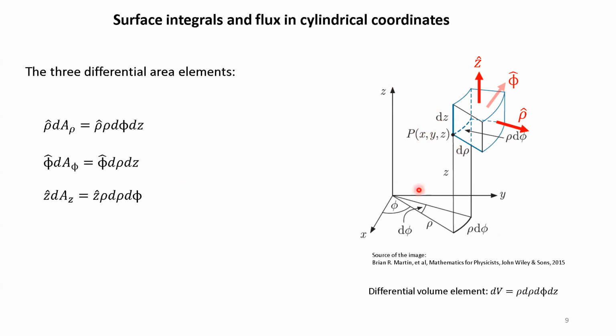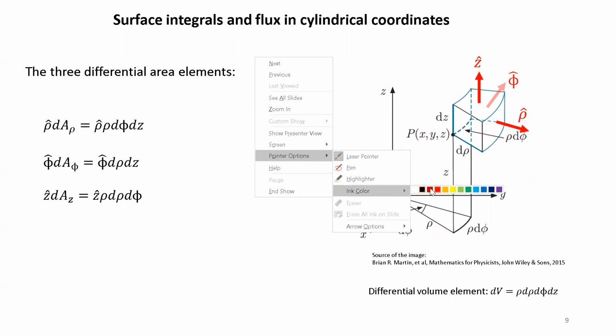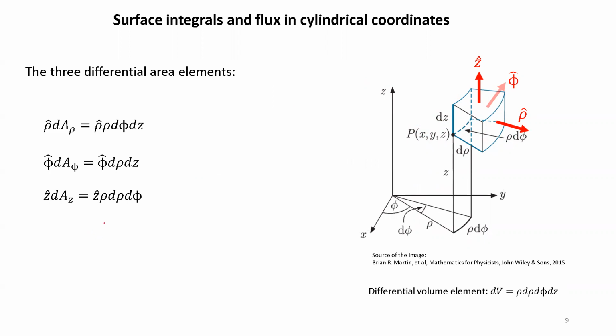First, let's talk about cylindrical coordinates. What is our goal? Our goal is that if I give you some vector field, I want to find the flux of this vector field over some surface that we construct in this coordinate system. So we are interested in finding this kind of integral, the flux.